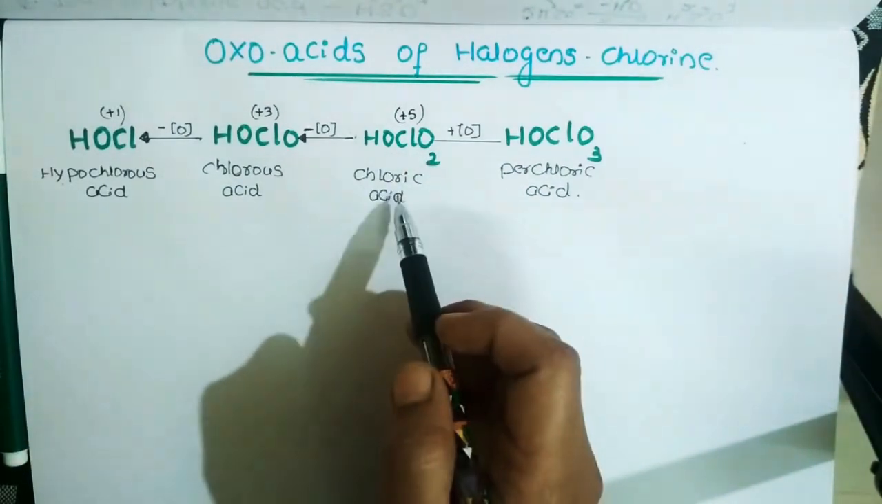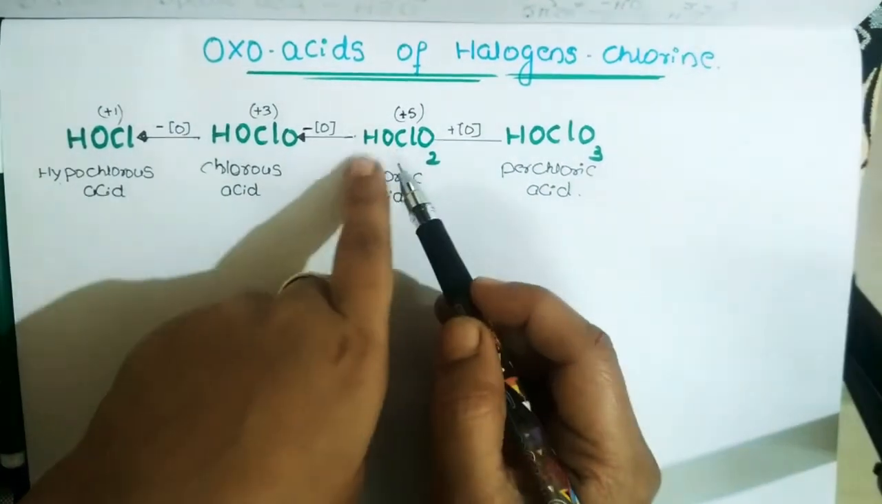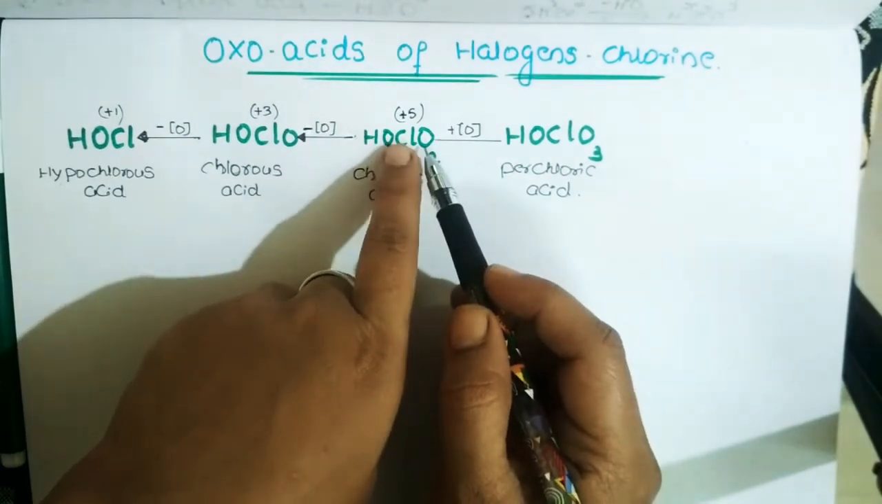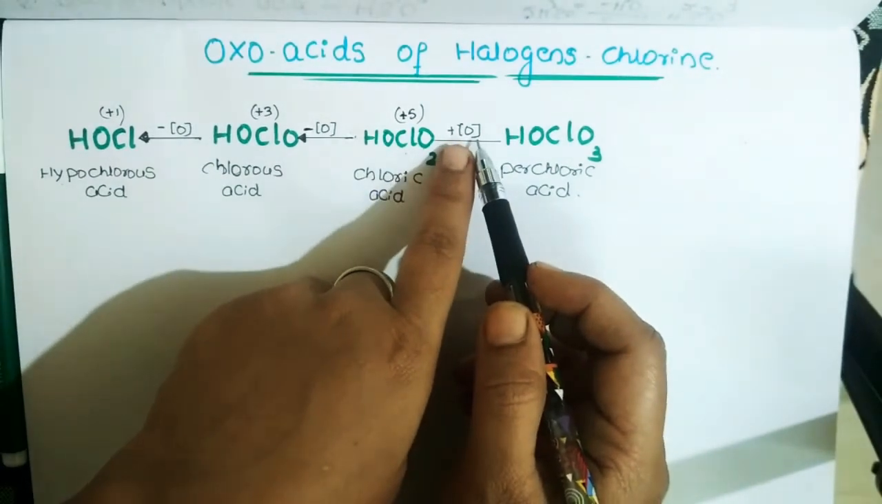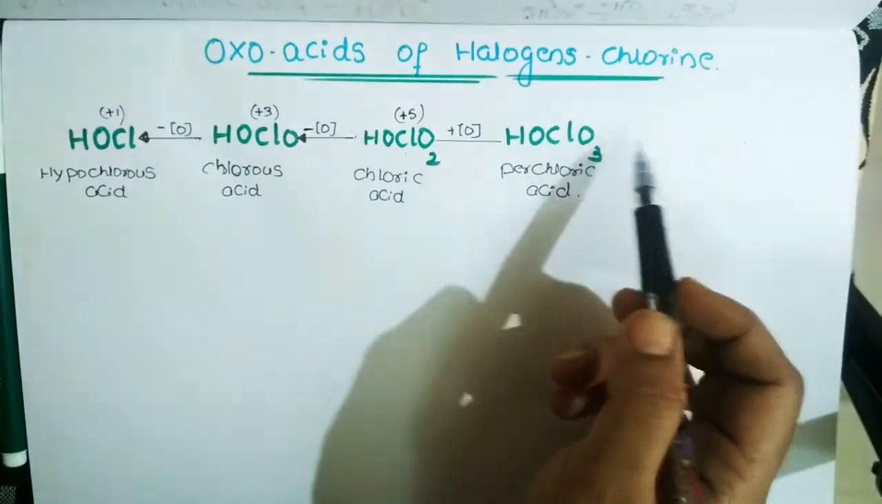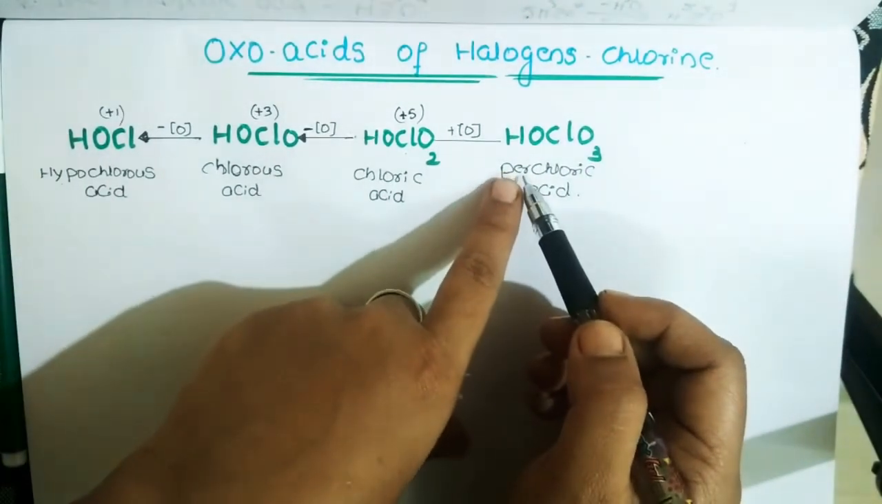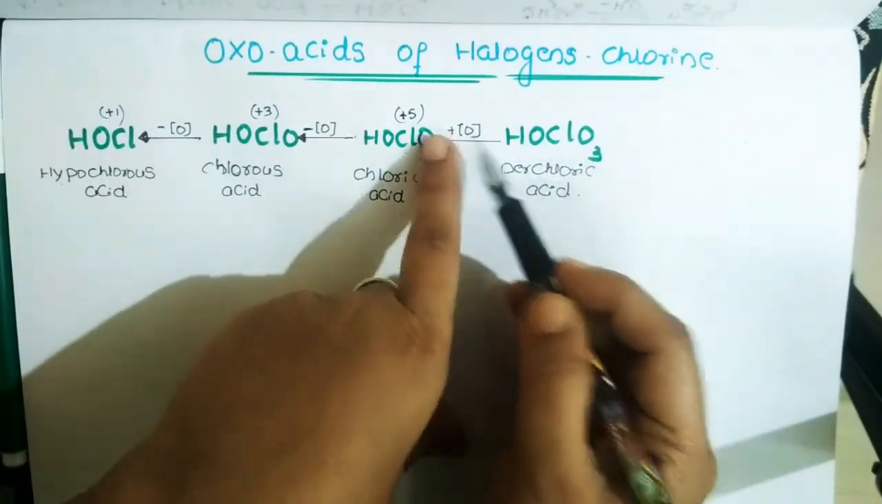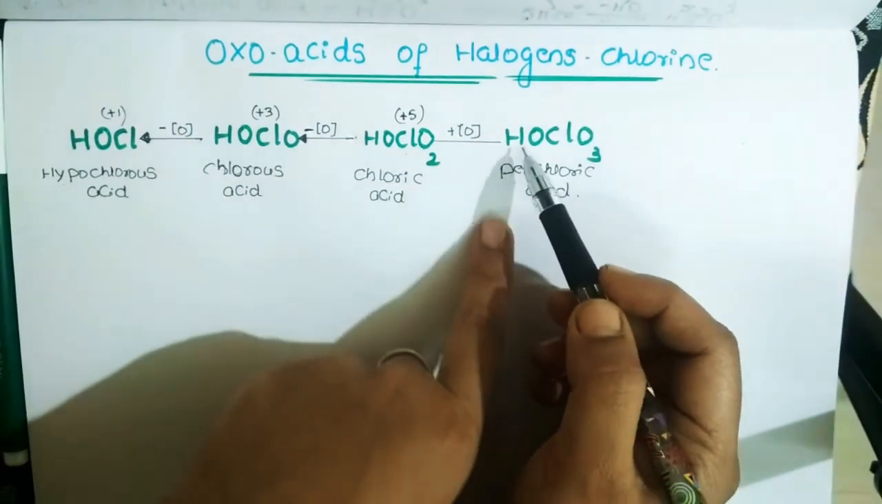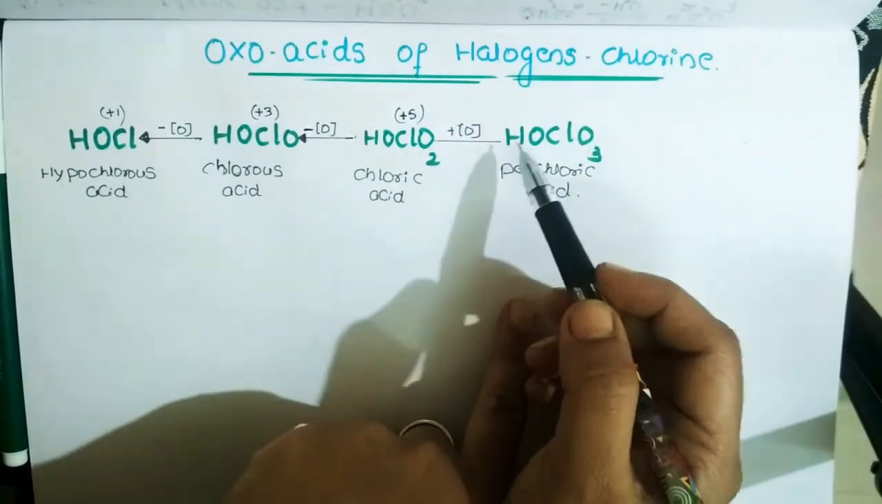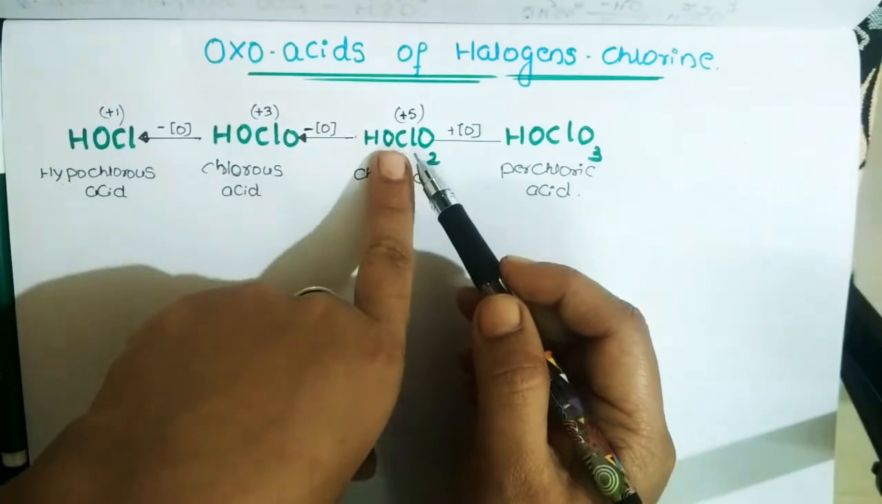Similarly, from HOClO2, if we add one oxygen, we get HOClO3, perchloric acid. That's why we get the word per, because one oxygen is added. That is HOClO3, with a higher oxidation state of chlorine than the others.